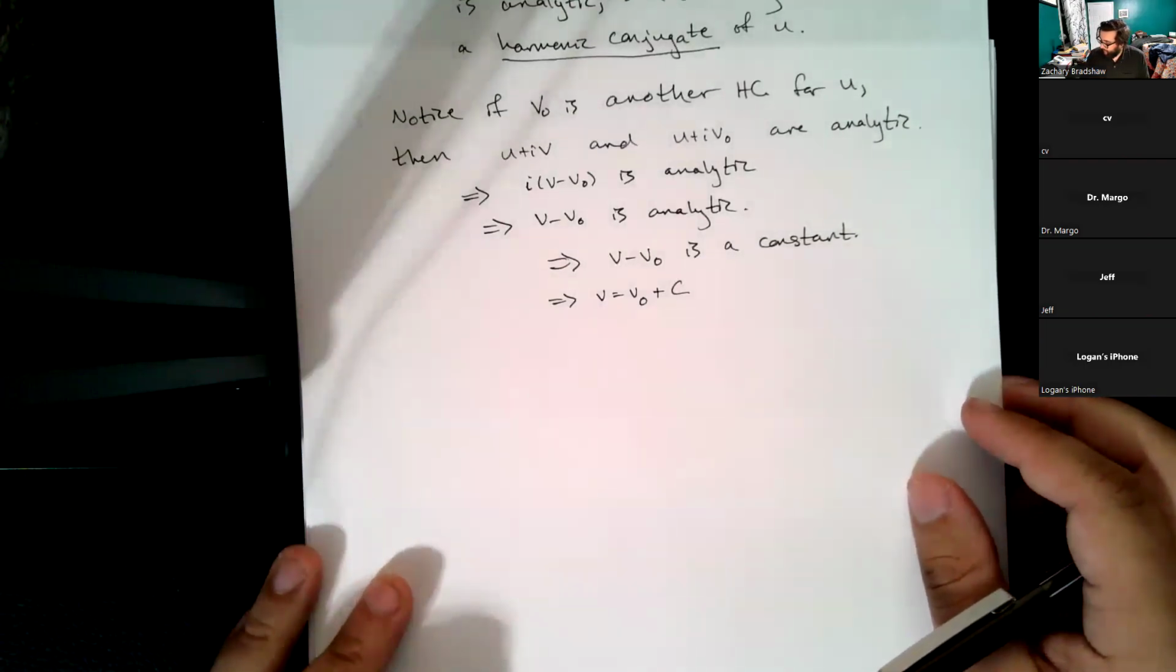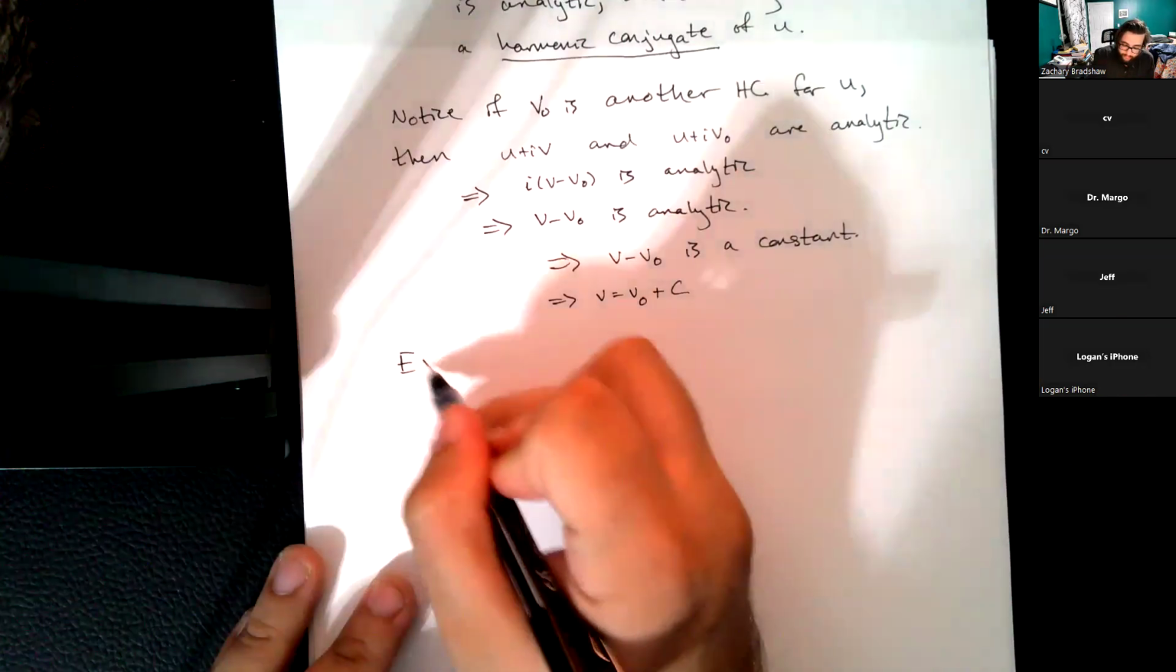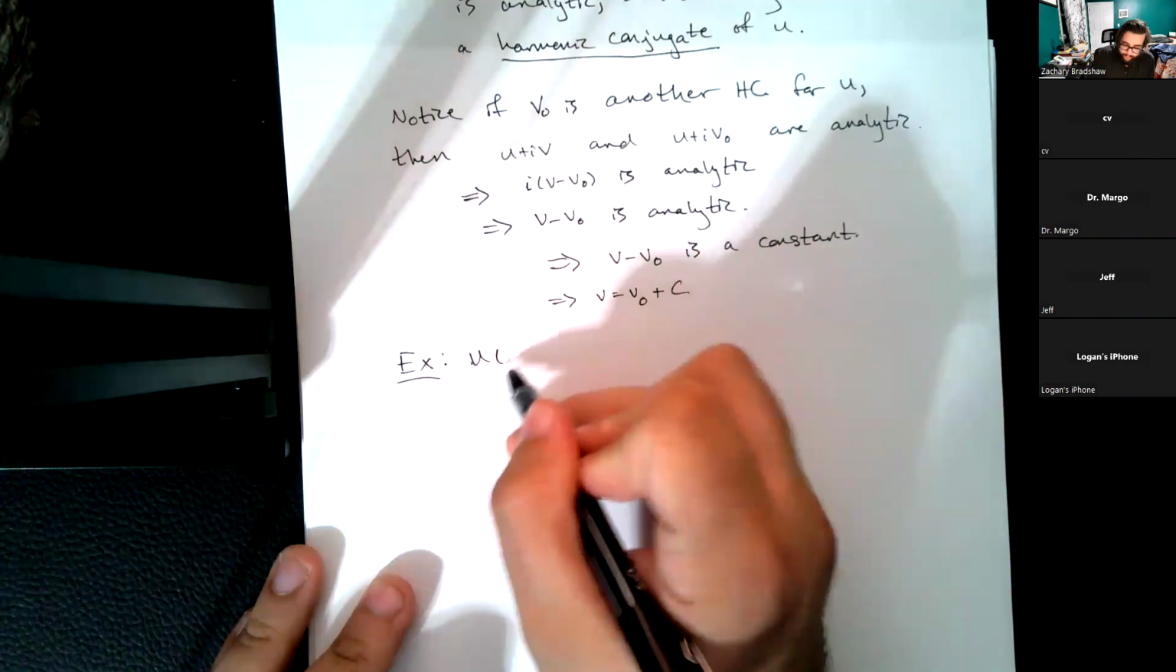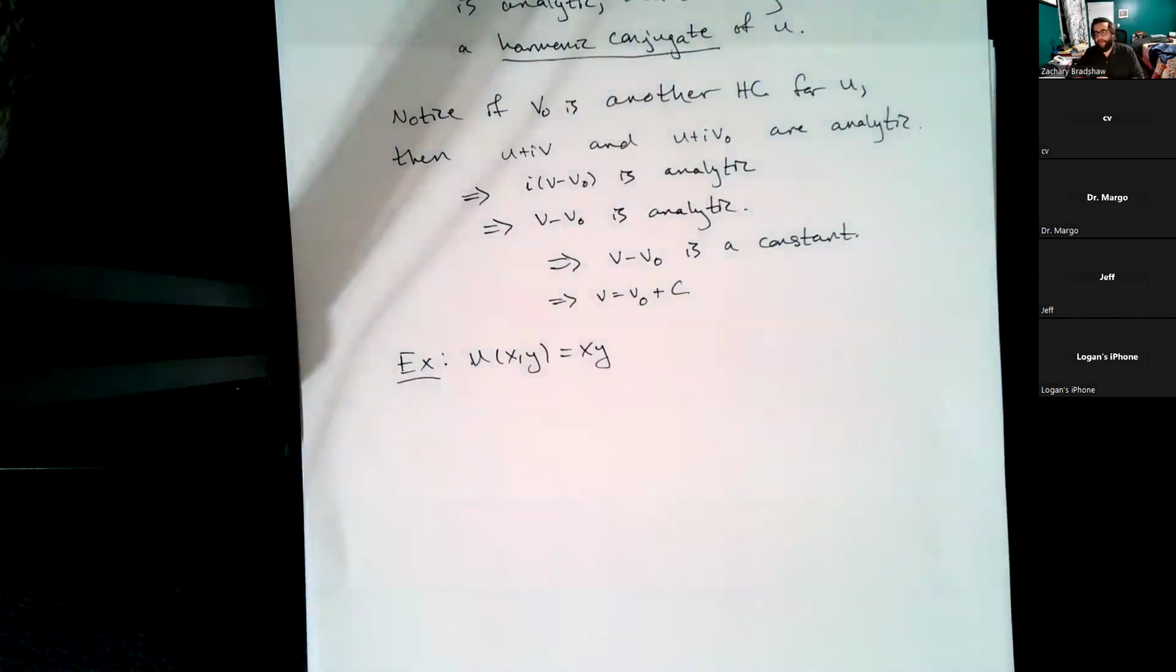All right, let's see. I wrote down an example and then didn't give the function. Let me figure out which one it is. It's xy. Let's find a harmonic conjugate for this function xy.